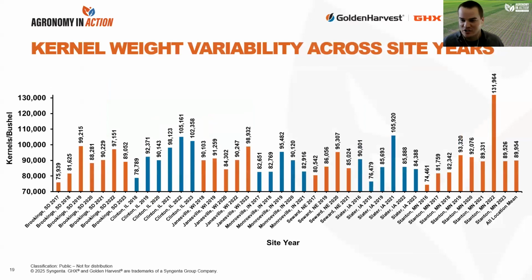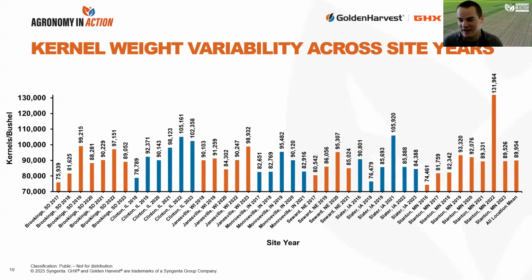Here's just another way to show the variability in kernel weight that we've been seeing in these samples that we've been taking. On the bottom is all of the site years, or locations and years, that we've been pulling these samples from. The bars are color coded by location. So for example, that first set of orange bars was all in Brookings, South Dakota, just different years. The blue bars would have all been in Clinton, just different years.